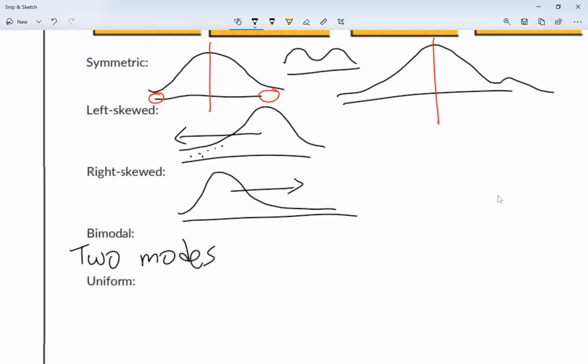Now uniform, the last one, equal spread. All my data is about the same. There are no peaks. That's what we're going to call uniform. It is all straight. There's no peaks. It's all about the same information.